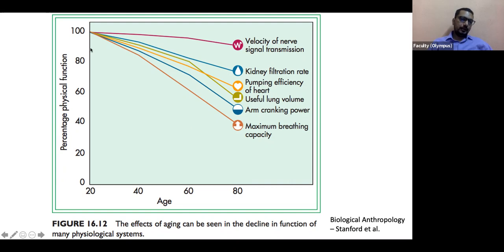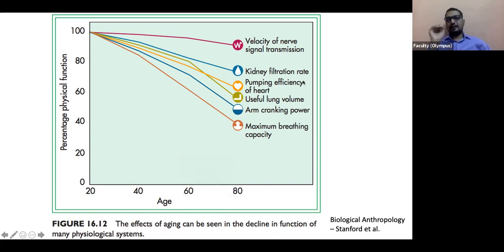Okay, so it's a simple diagram. On the x-axis you write age and on the y-axis you write the percentage of physiological function, or the effect on physiological function. More or less you are seeing a downward trend in all of them. If we have 100% functionality as we are growing up in childhood and adulthood, that decreases in middle adulthood and so on. So what are all the problems? The rate at which the central nervous system functions is affected.